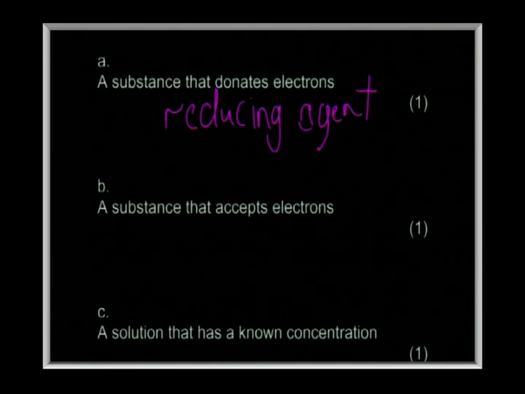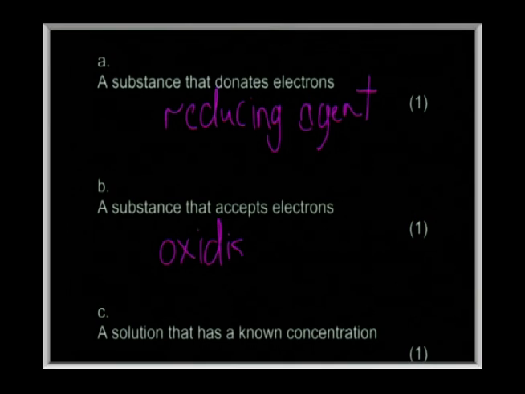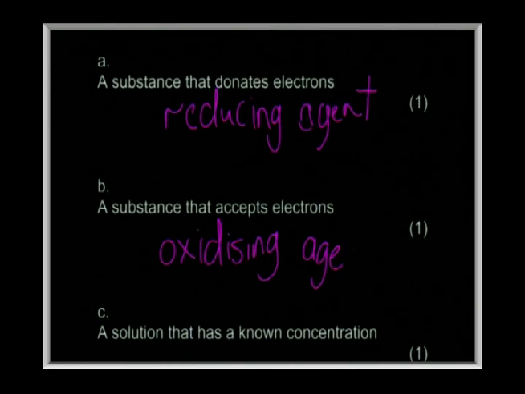The next question, a substance that accepts electrons. So a substance that accepts electrons is now doing exactly the opposite from the previous one. So this one must be an oxidizing agent. Oxidizing agent.